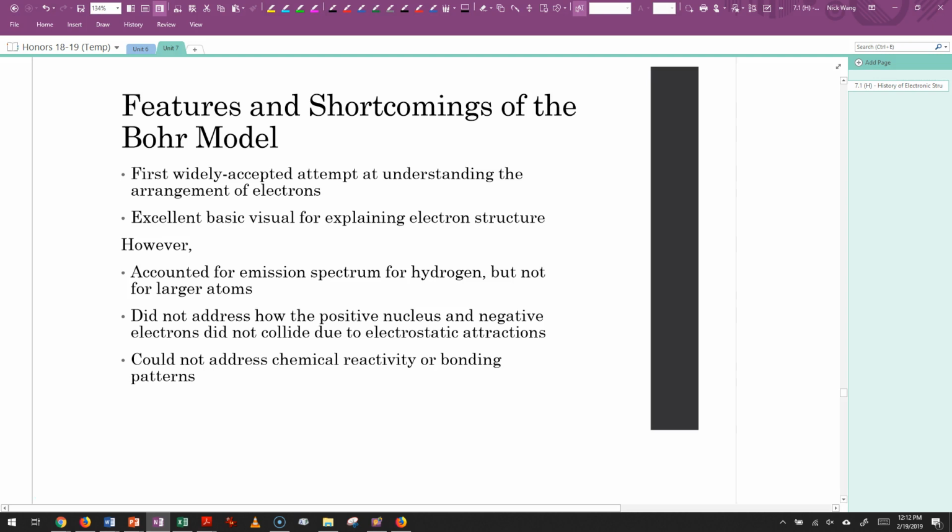But it still holds a lot of importance because it gives us a good framework for understanding the next step. And also, we use the Bohr model a lot in explaining simpler atoms, which you see here in the next line. However, this is the con part, or the shortcomings: it accounted for the emission spectrum for hydrogen, but not really a whole lot else.